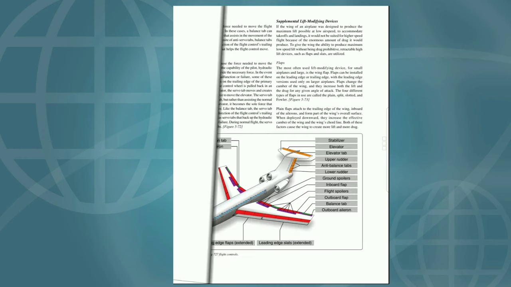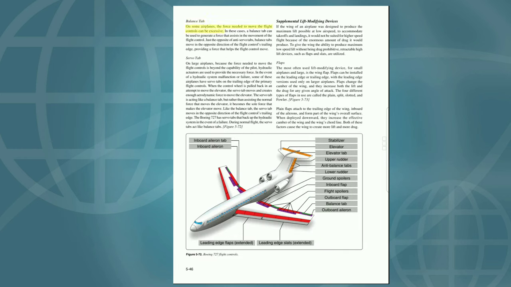Balance tab. On some airplanes, the force needed to move the flight controls can be excessive. In these cases, a balance tab can be used to generate a force that assists in the movement of the flight control. Just the opposite of anti-servo tabs, balance tabs move in the opposite direction of the flight control's trailing edge, providing a force that helps the flight control move.